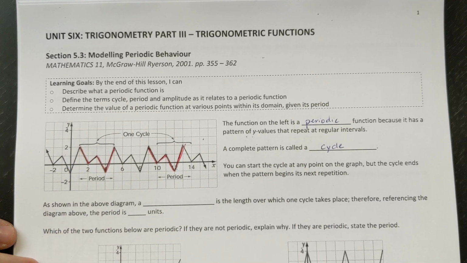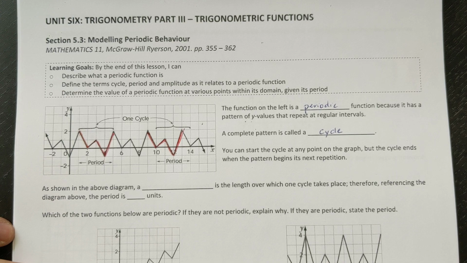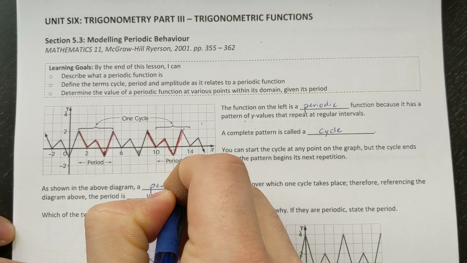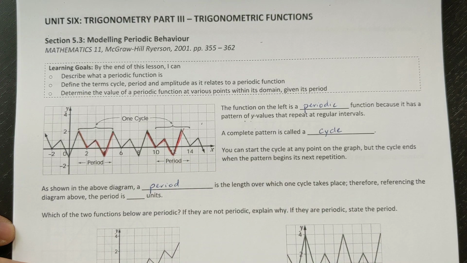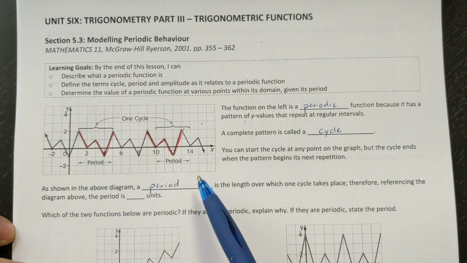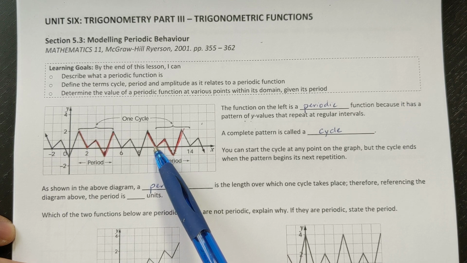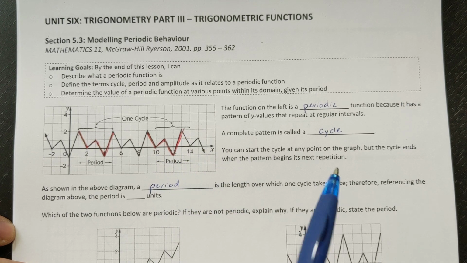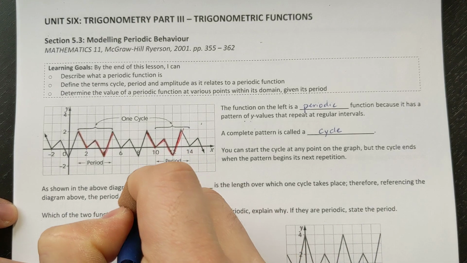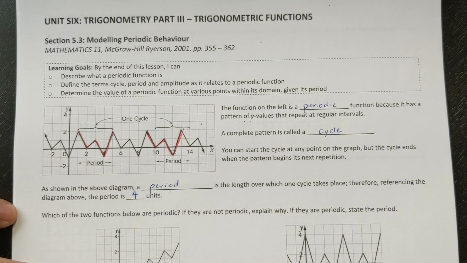Okay. As shown in the above diagram, a period is the length over which one cycle takes place. So if we look right here, one cycle will take place over this period, right? And one cycle, if we want to start from here, would take place over this period. However, the period is going to be the same for a periodic function. So, referencing the diagram above, the period is 4 units.